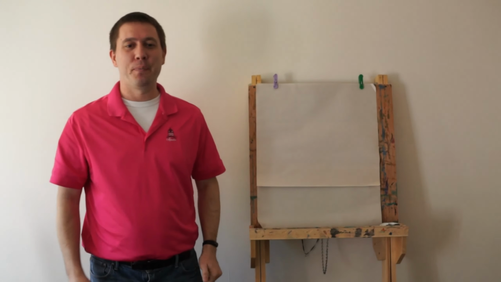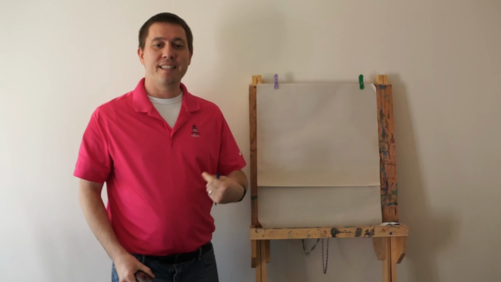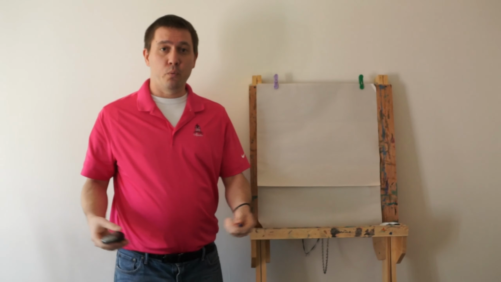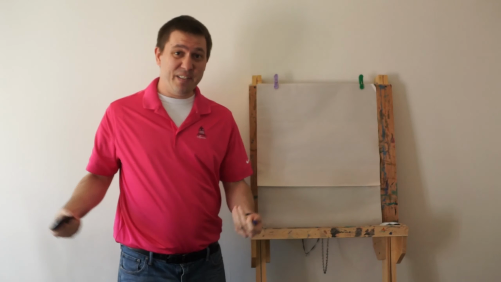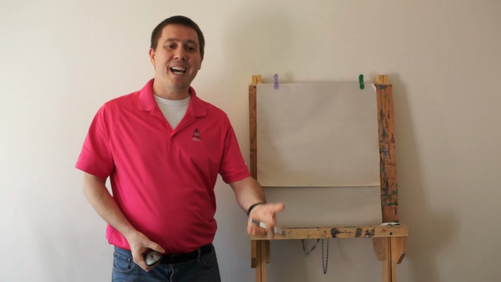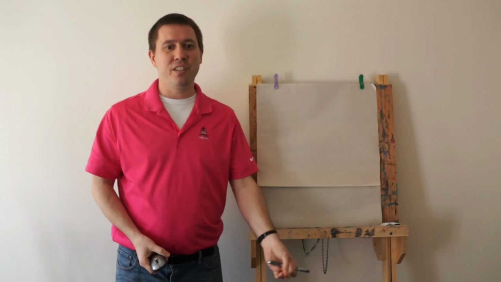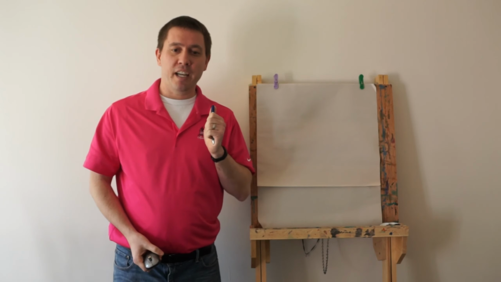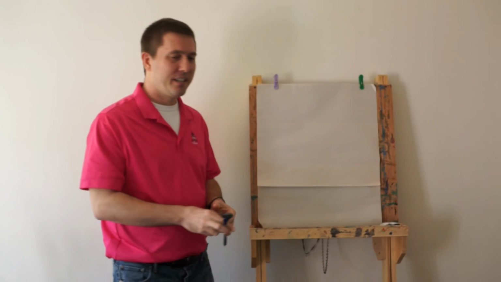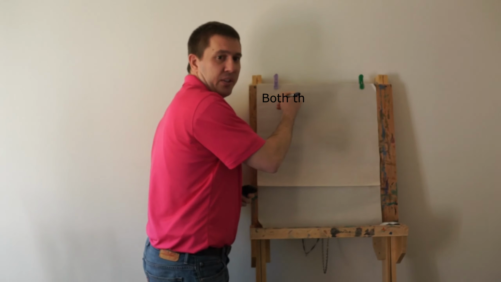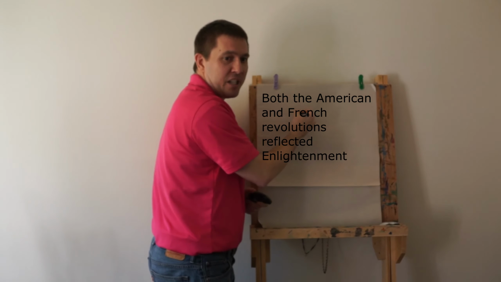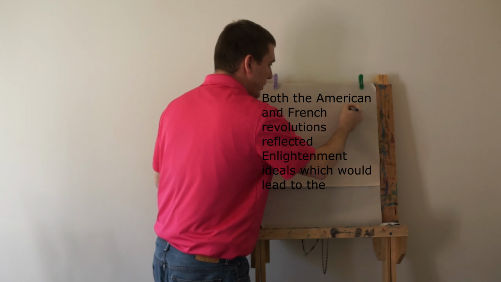Good. All right. So now we need to make it sound like it's an argument. If we just wrote that the ideals of the Enlightenment were the influence on these revolutions, that's factual. No one's going to disagree with the ideals of the Enlightenment causing this. So we've got to sprinkle in a few words that connect it to the thesis, and you have a topic sentence. So let me just write one in there for you. So both the American and French revolutions reflected Enlightenment ideals, which would lead to their revolts.